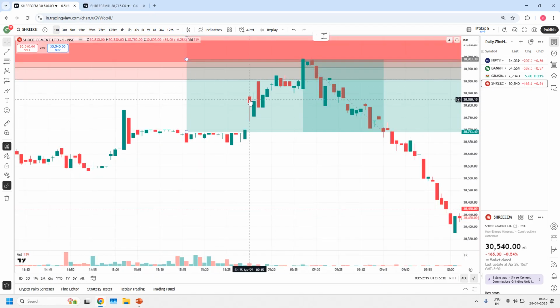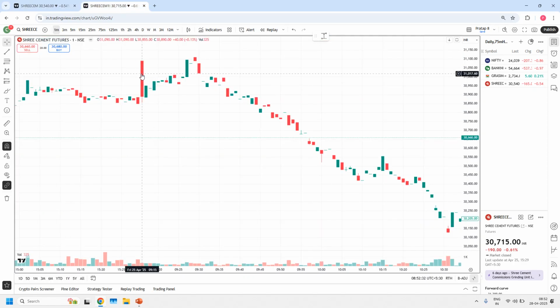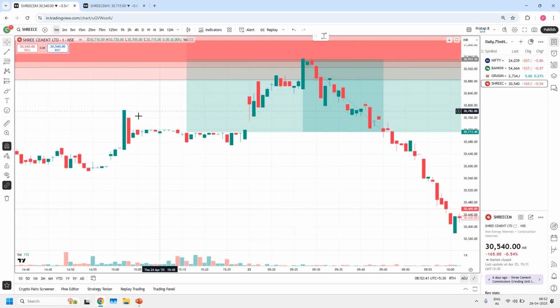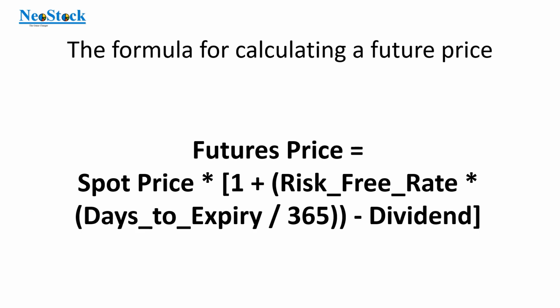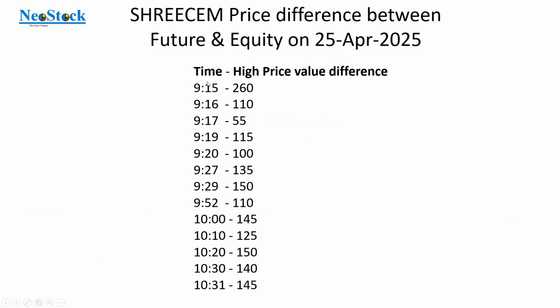What is the high of the morning 9:15 candle? This is in equity, the high value is 30,830. Here the high value is 31,090. So what is the difference? 31,090 rupees minus 30,830. The high of this candle is 30,830. Subtract both the values, and you see the difference at the highest of that particular candle. I marked it. See, for the morning 9:15 time interval, I have seen the difference in that candle's high price between the equity chart and futures chart. That's why I kept the heading: futures price difference between futures and equity charts on 25th April 2025.